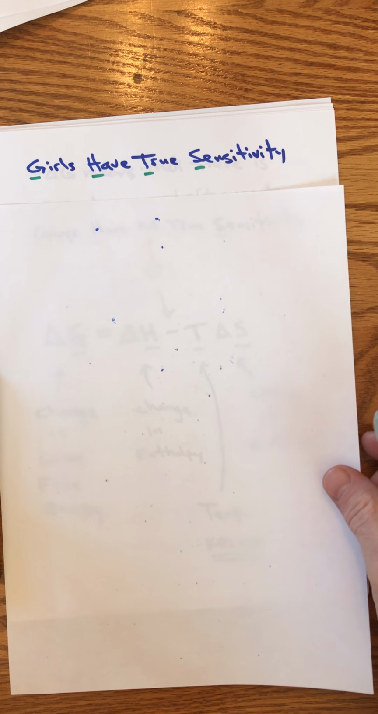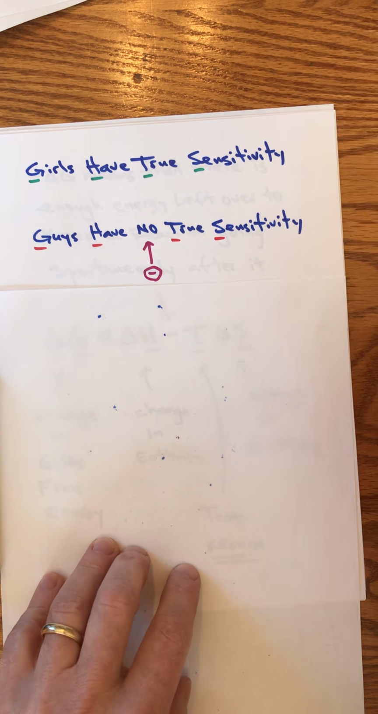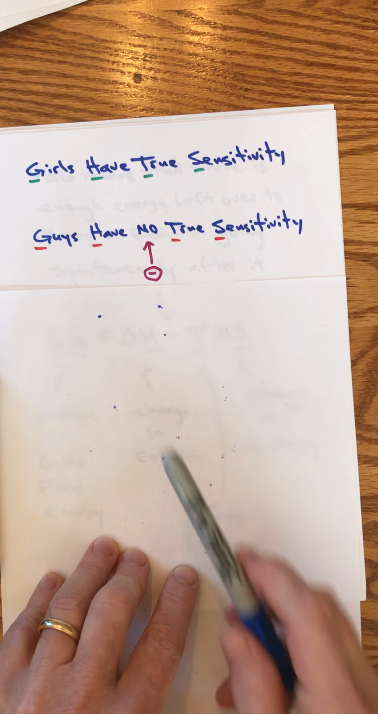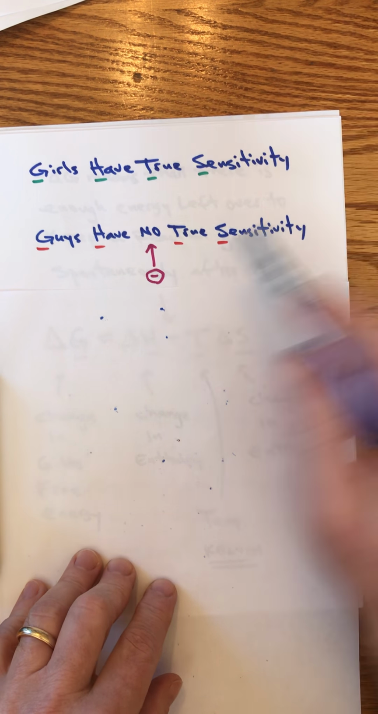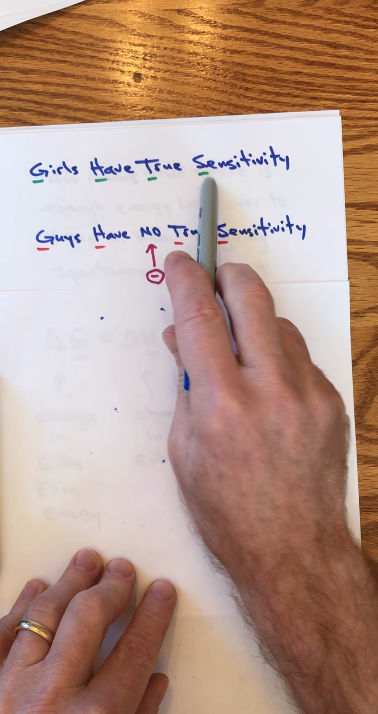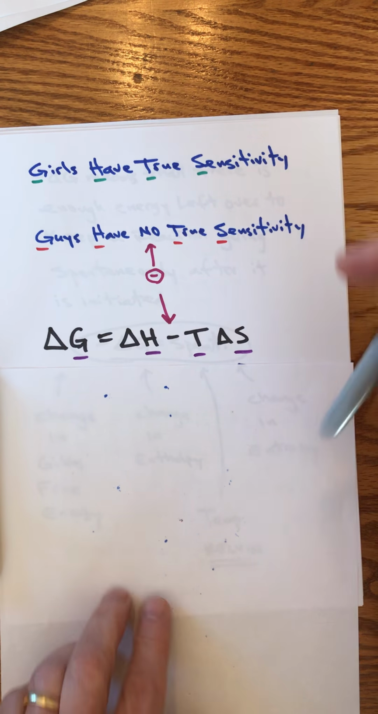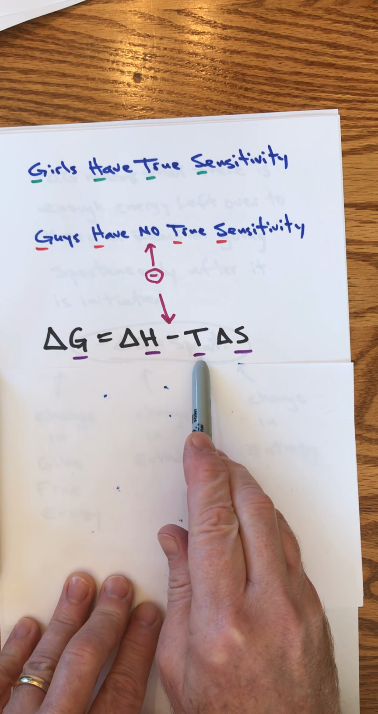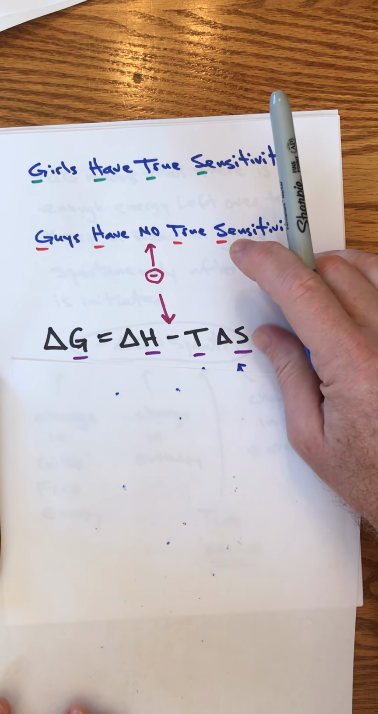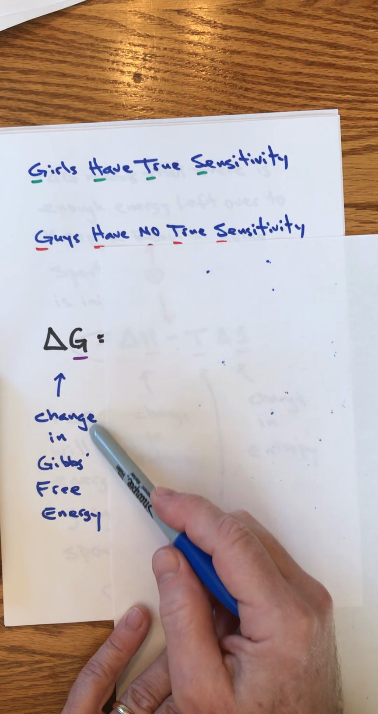So Gibbs came up with an equation, and there are a couple ways to remember that equation. Girls have true sensitivity, guys have no true sensitivity. Maybe that's insensitive in today's politically correct world, but it helps you remember. The G, the H, the T, and the S. No is for a negative sign. So your equation is delta G equals delta H minus T delta S, where delta G, delta meaning change, is the change in the Gibbs free energy.